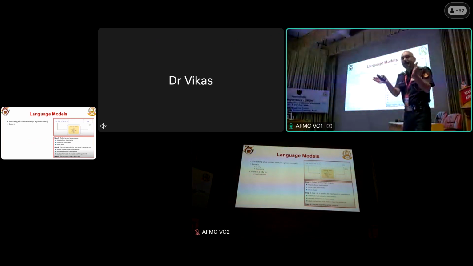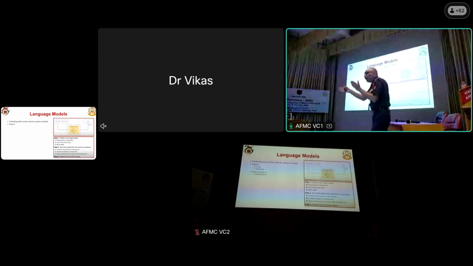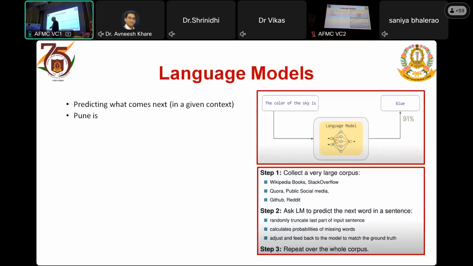Both of them are correct, but Maharashtra is the commonest thing which people say, and that's how the neural network learns it. I'm not saying the neural network comes with the correct answer, but it comes up with the most common answer, which may or may not be correct. Pune is cultural. Next, cultural city, fine. Cultural capital of Maharashtra, that's also correct, right? So I say Pune is cultural capital.